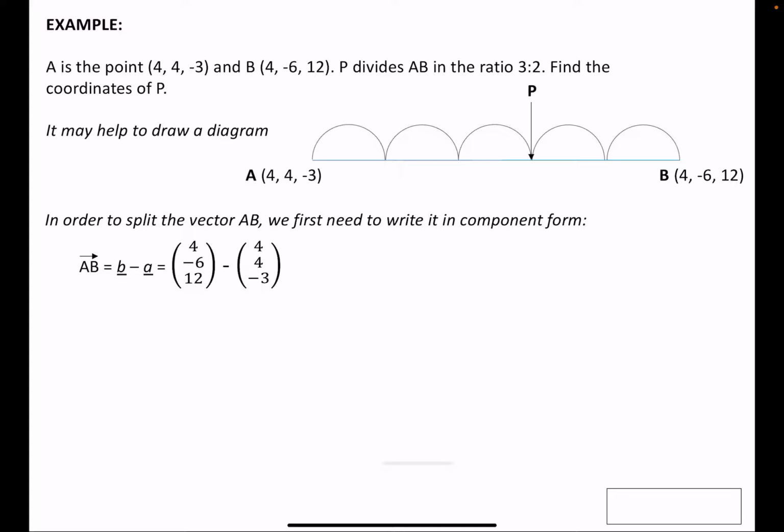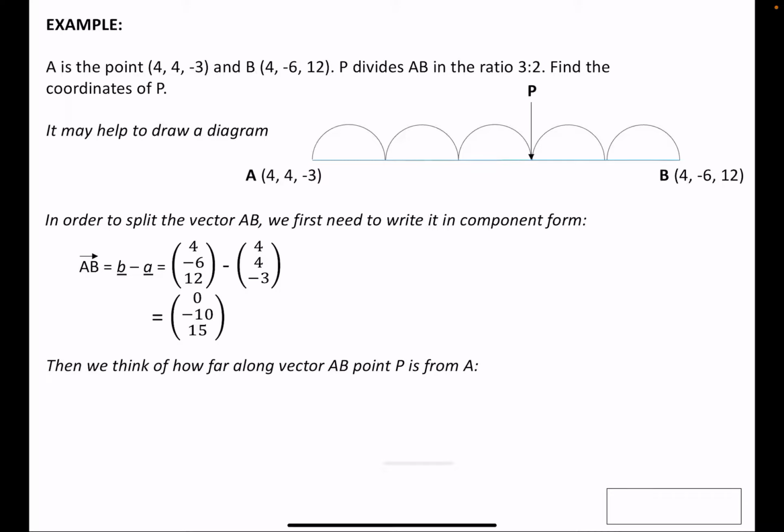It's B minus A every single time, in which case it's the position vector of B, which is (4, -6, 12), minus the position vector of A, which is (4, 4, -3). When we're doing this, it's just a case of taking away the first components, the second components, and the third components, and being very, very careful with negatives. 4 minus 4 is 0, -6 minus 4 is -10, 12 minus -3 is 12 plus 3, which is 15. So now we've got the vector AB.